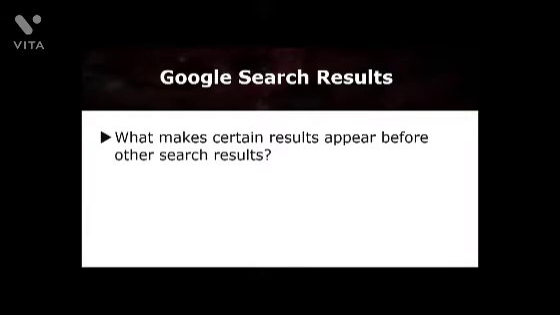Have you ever wondered about the Google search results provided for you? What makes certain results appear before any other search results? In fact, thousands of us are scrolling through that first page of Google search results. Most of us won't bother clicking the very next page of that result. That would be the search engine optimization, also known as SEO.